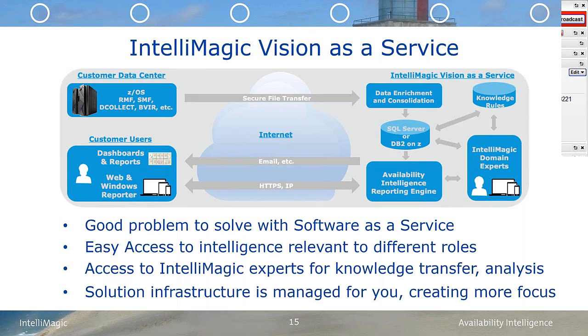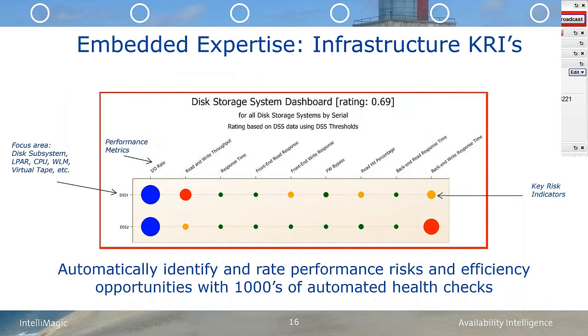So with that, I want to give you just one view into how the interface looks and how that's different than the static reports. This happens to be a disk subsystem dashboard, but it's really the idea of understanding key risk indicators and quantifying the risk in the infrastructure to handle the work that you're asking it to do.